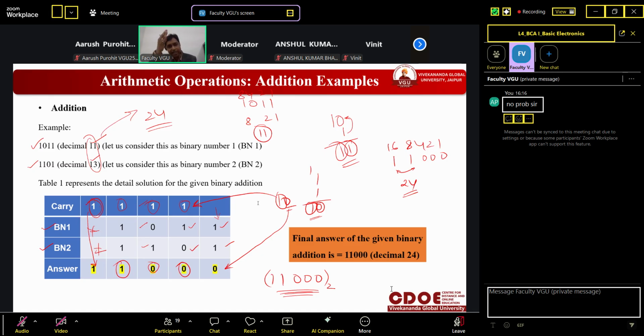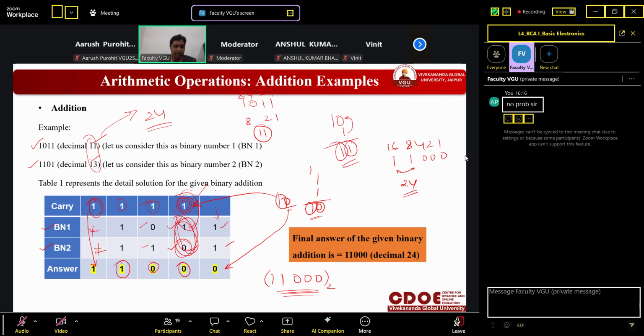And that carry will be added with the next one or two numbers according to this example that we have written. These are two numbers, binary 1 and binary 2. And this is the carry. So this carry will be added with these two numbers. So actually we have to add three numbers. Can you add three numbers at a time? No. You can add two at a time. So you can add either these two, and the resultant will be added with this third number, right? It's up to you. You can add any two numbers, and that addition will be added with the third number.